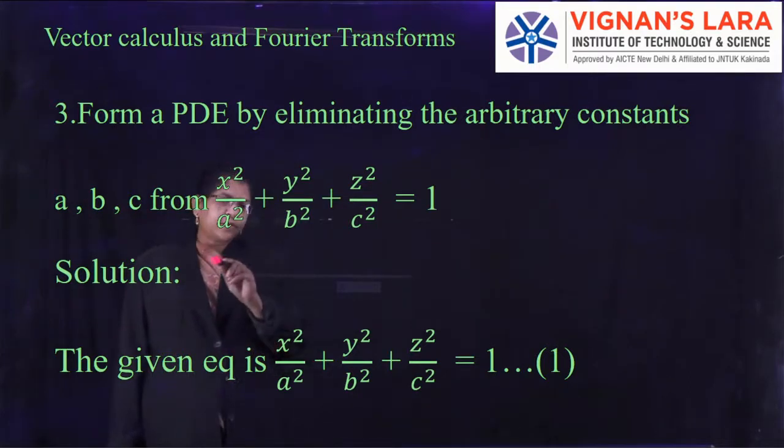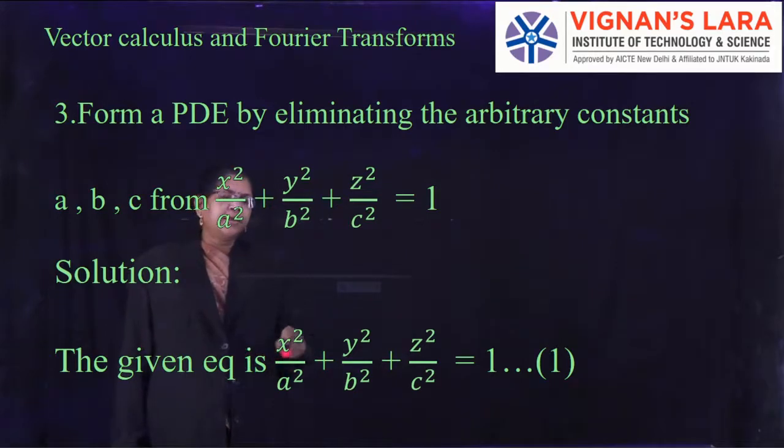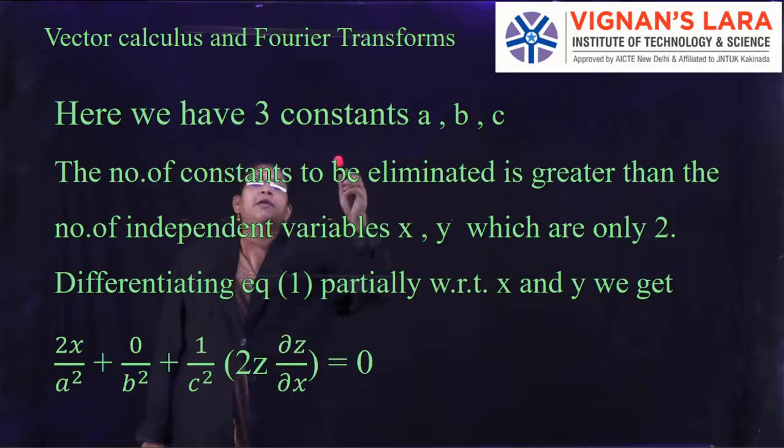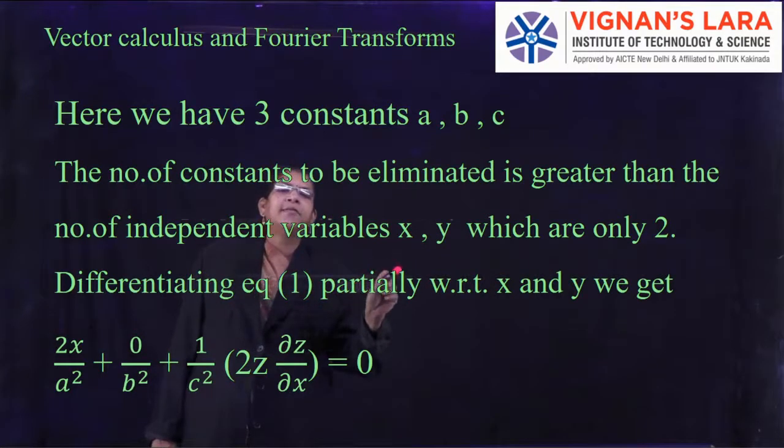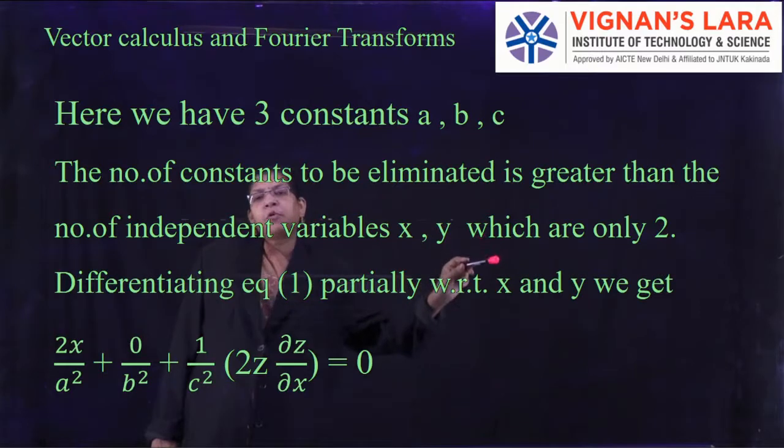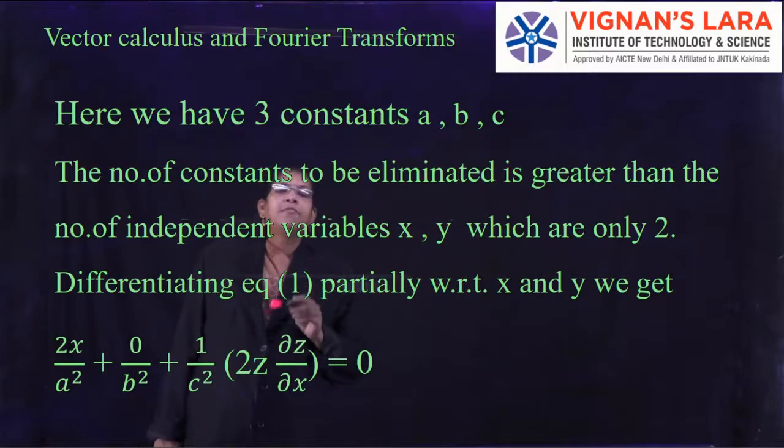Okay. Solution. The given equation is x square by a square plus y square by b square plus z square by c square equal to 1. Take this as equation number 1. Here we have 3 constants a, b, c. The number of constants to be eliminated is greater than the number of independent variables x, y, which are only 2. Okay. Now first we will differentiate equation 1 partially with respect to x.